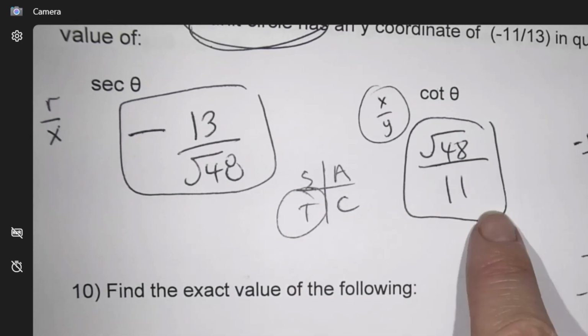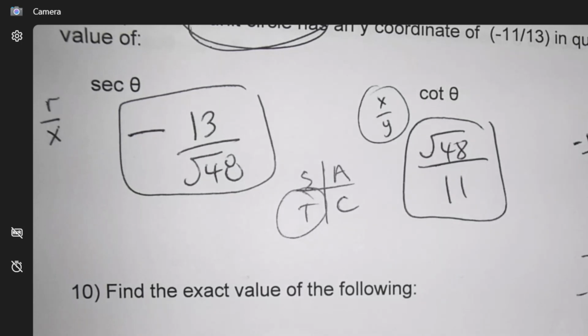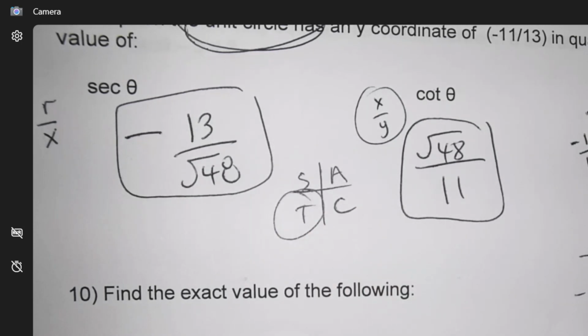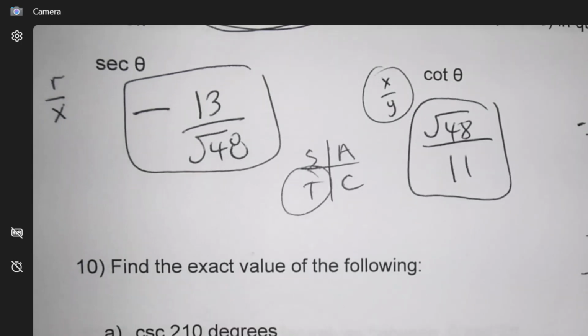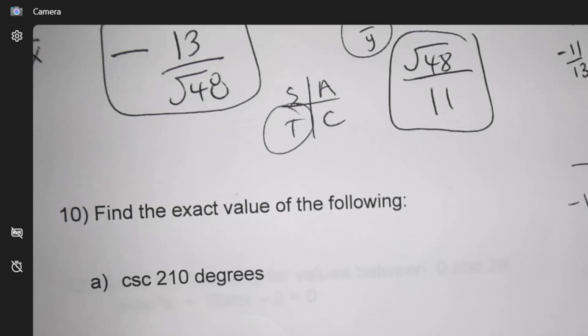Okay, tan should be positive. So if tan's positive, obviously cotangent's positive. Okay, so always think about your ASTC, looking at your final answers. Did my positive, negative make sense? That's where I find most people lose marks, is their positive negatives.